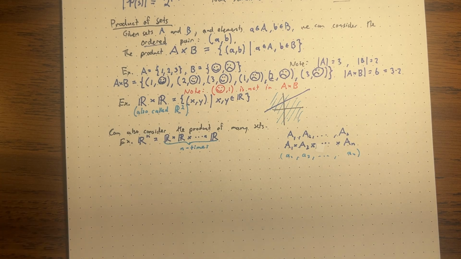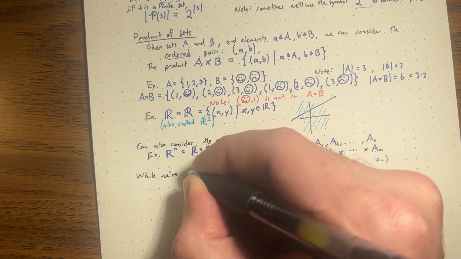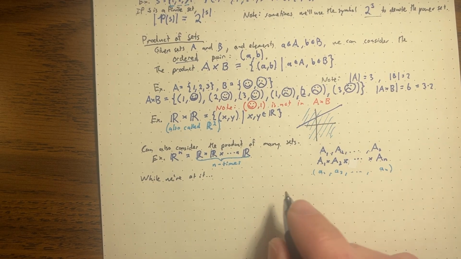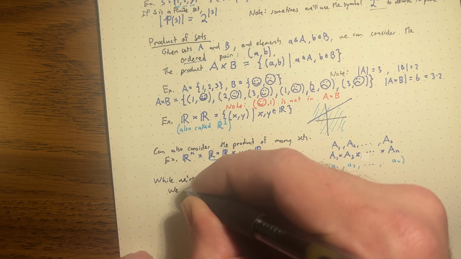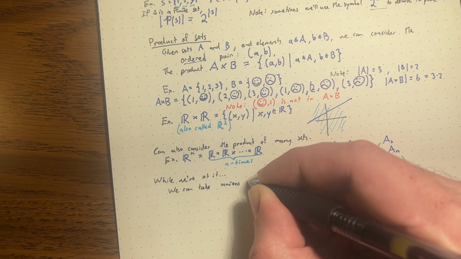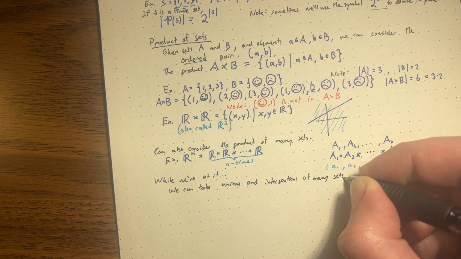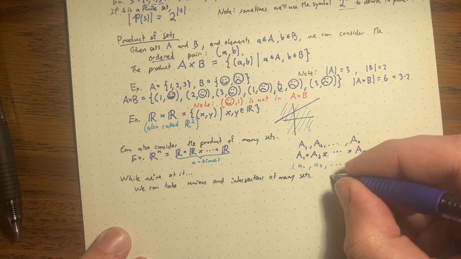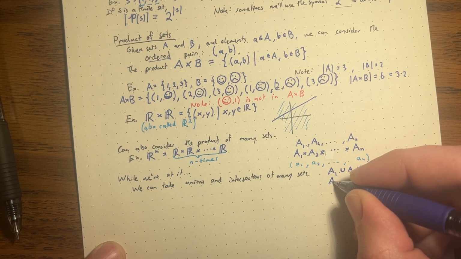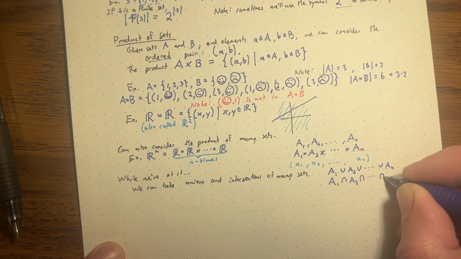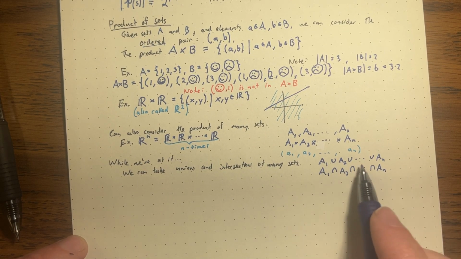And while we're at it, we've already seen some other set operations like the union and intersection. We can actually take unions and intersections of many sets, just like we do the product. So for example, we can do A1 union A2 union, etc. And we can do A1 intersect A2 intersect, etc. And there are actually shorthand notations for these. We don't have to write this out every time.